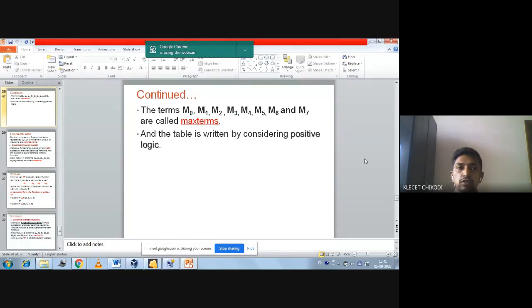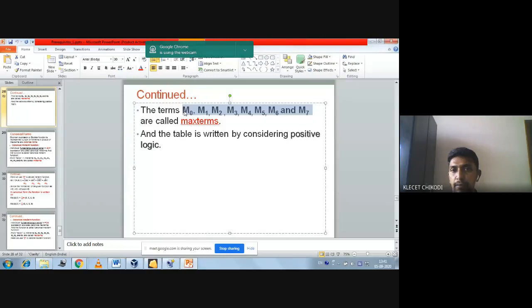And you have to remember one more thing here. In SOP, you will get the small m terms here. Min terms are represented by small m, and similarly, the POS terms are represented by capital M. You can see that the POS terms are represented by capital M, and those are called the max terms. And once again, the assumption for this table is that we have considered the positive logic. The table is written by considering positive logic.